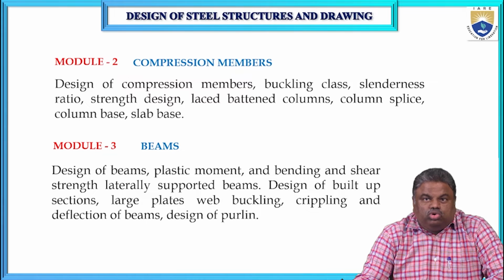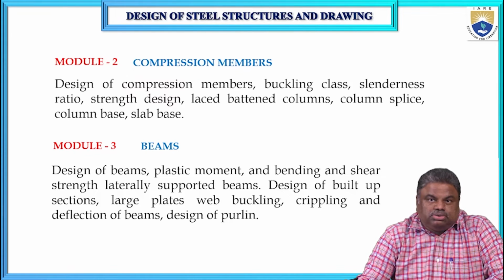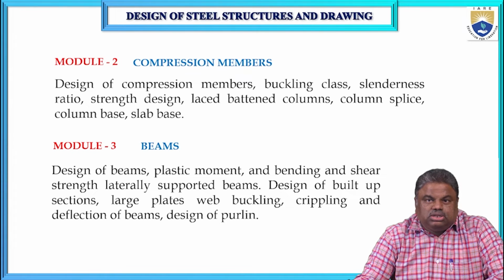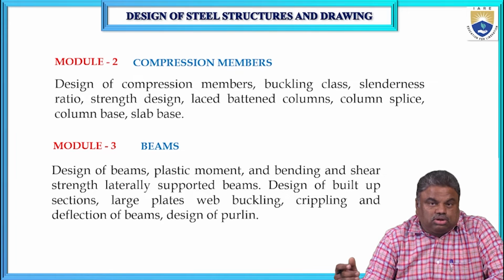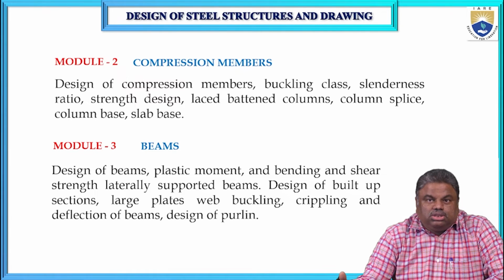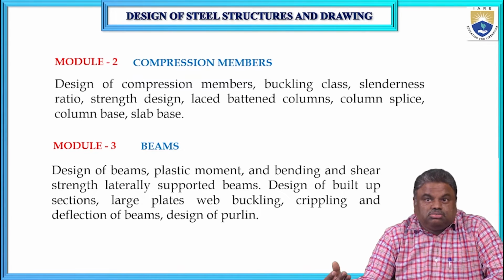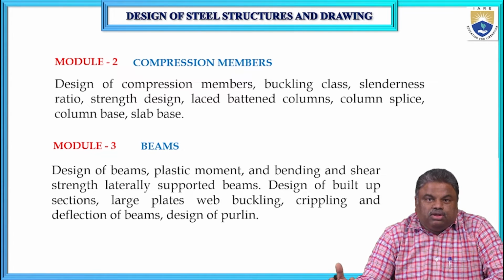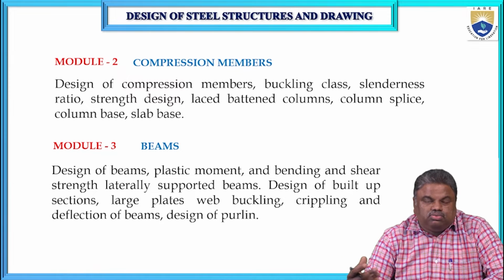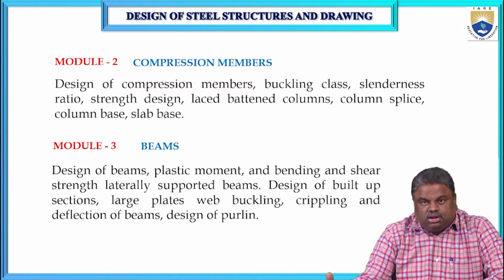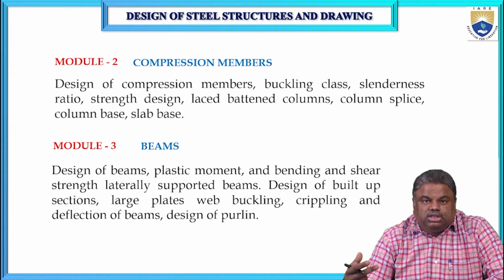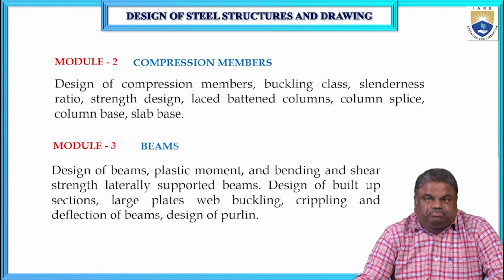So let's come to module 2. Module 2 is compression members. In this module, we are going to design the compression members. Compression members include the columns also. Compression members have two types: one is the columns and the other is the struts. Depending on the requirement, we will call it a strut or a column. Generally, struts are used in trusses.